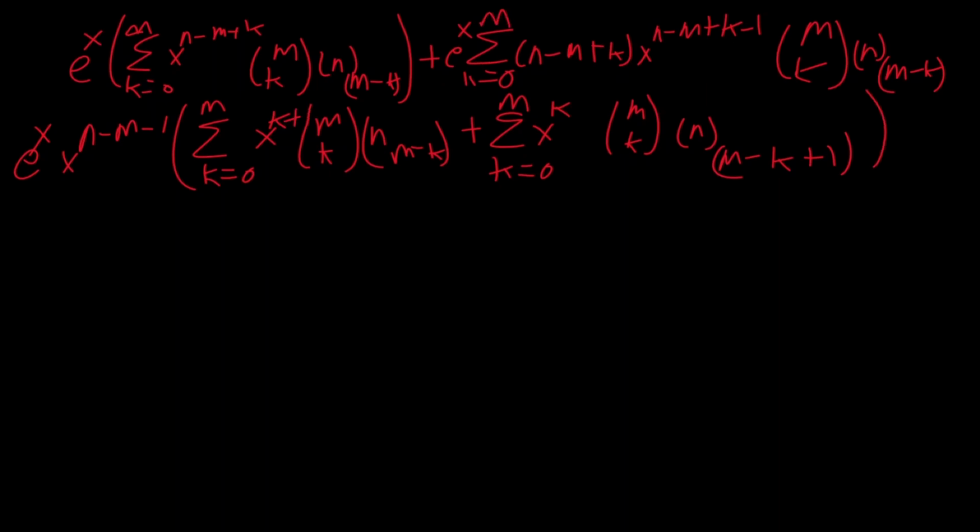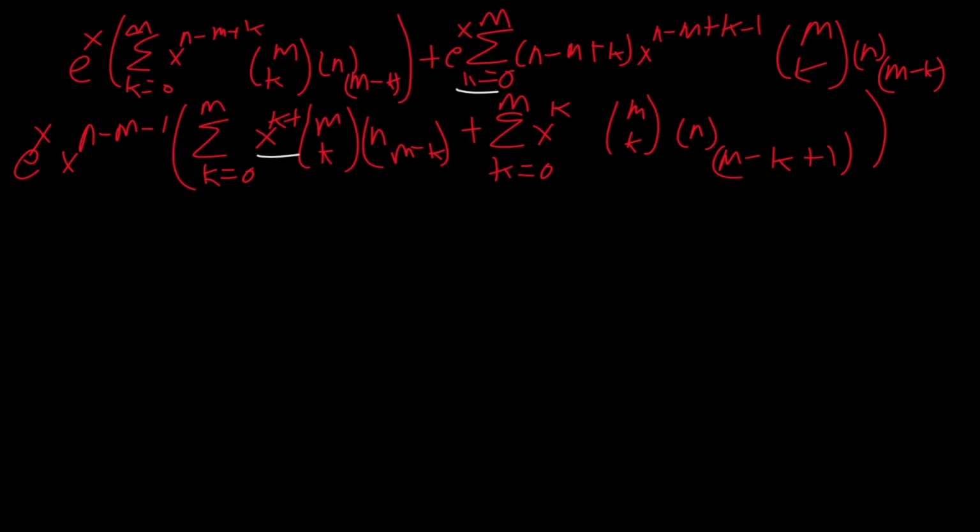I do apologize, there was a slight error. This x should have been x to the k plus 1. And also this sum should not have been from k equals 0 to infinity, though it actually would not have made a difference because the binomial coefficient is 0 for k greater than m. But at any rate, apologies for the mistakes.